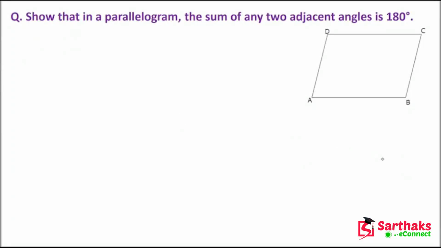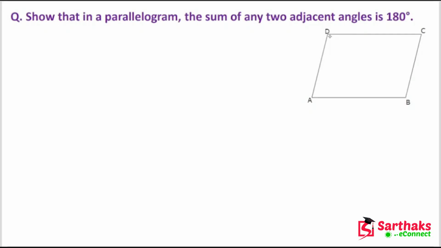Show that in a parallelogram, the sum of any two adjacent angles is 180 degrees. So we have to show that in a parallelogram, the sum of any two adjacent angles is 180 degrees. Now what are adjacent angles? We have already known. The adjacent angles are the angles which have one point in common. That is, if these are two arms, AB and AD and DC, then it has a point D. Suppose AD and DC are two arms, then it has an angle D.